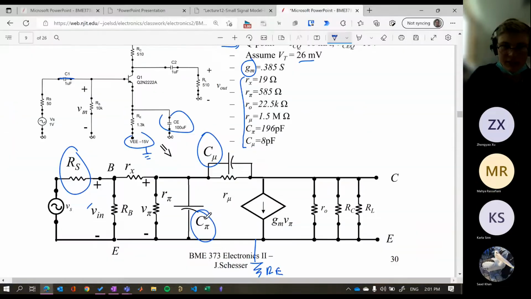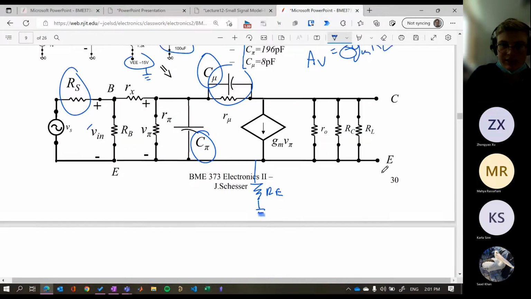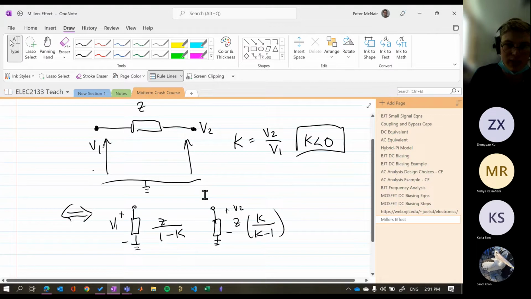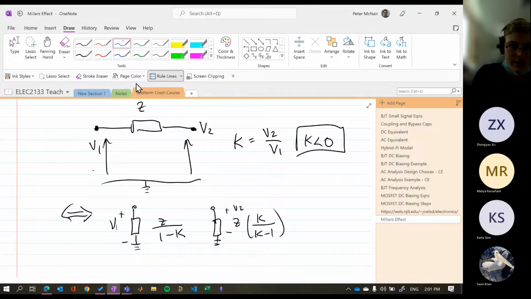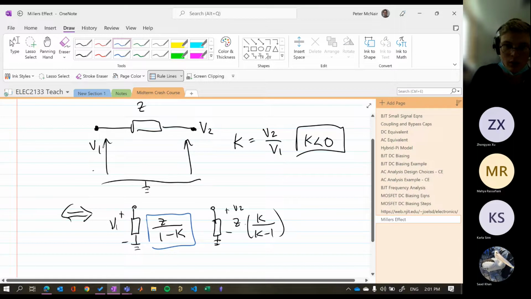So remember, for a lot of these, the gain was minus GM RC or RL. That minus means that we can actually apply Miller's theorem to this C mu. So that's exactly what we're planning to do. We're going to break it up into two new impedances. One of them is going to have a value of Z on 1 minus K. The other is going to be Z times a different scaling factor.